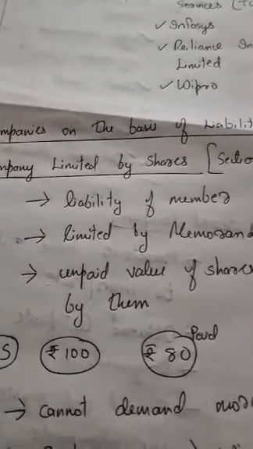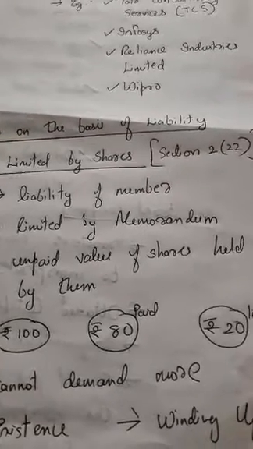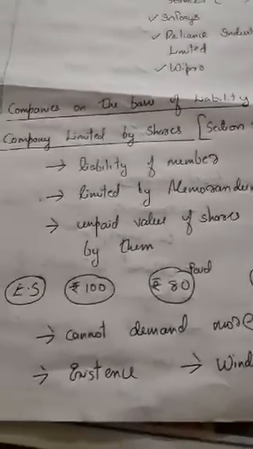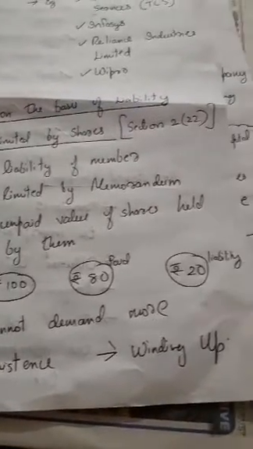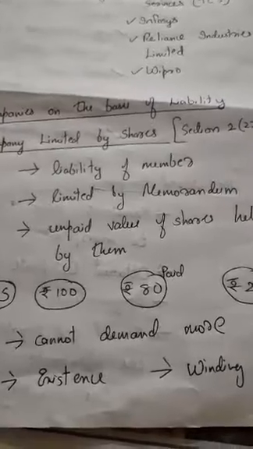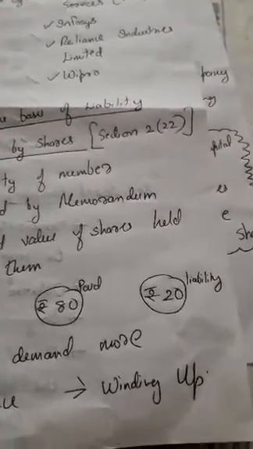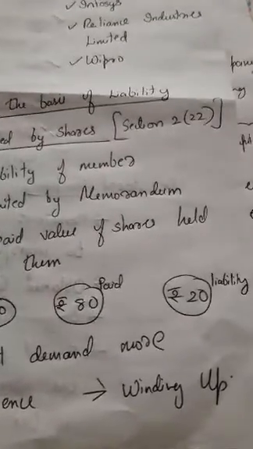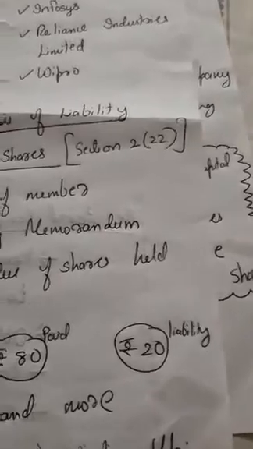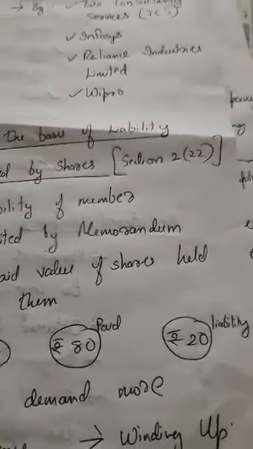For a company limited by shares, the liability of a member is limited to the unpaid value of shares held by them, and such shareholders cannot be made to pay more. At the time of winding up of the company, it is only the liability on this unpaid amount of shares that exists on the part of the shareholder.